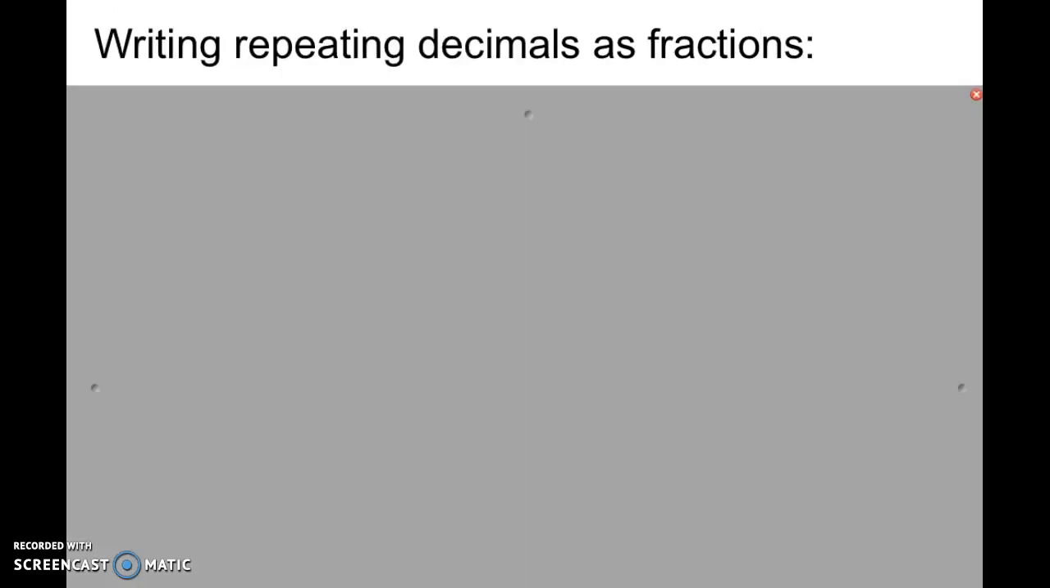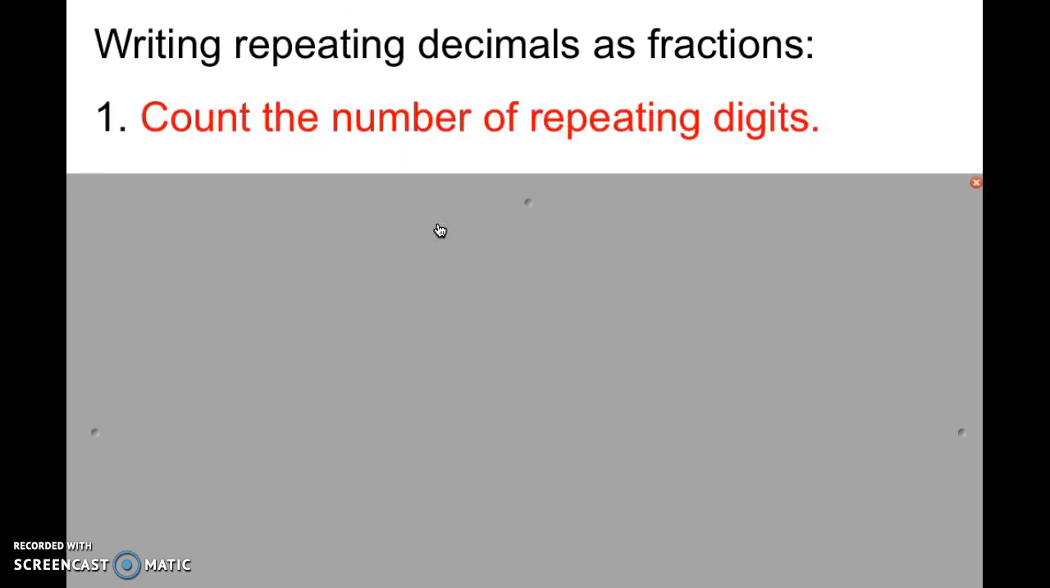The last piece we're looking at today is writing a repeating decimal as a fraction. For this, the steps are a little better illustrated once we have the example, so don't get frustrated with the steps right now. The first thing you're going to do is count the repeating digits. So if you've got one number repeating, you've got 1. If you've got 0.234, 234, 234, 234, that's 3 digits repeating.